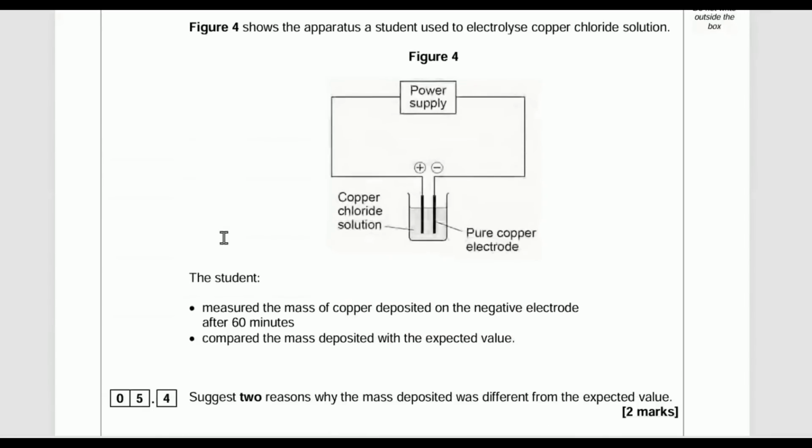Figure 4 shows the apparatus a student used to electrolyse copper chloride solution. So we've got the power supply, we've got copper chloride solution, and we've got pure copper electrodes. The student measured the mass of copper deposited on the negative electrode after 60 minutes, and compared the mass deposited with the expected value.